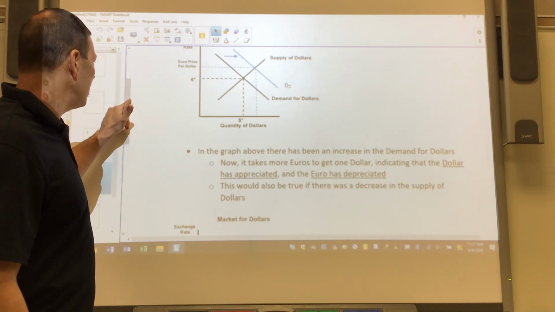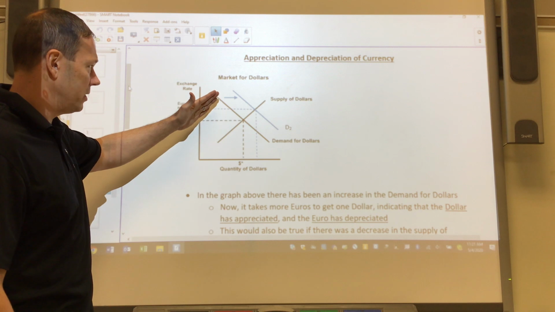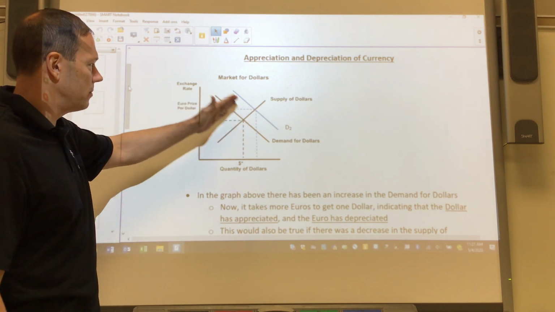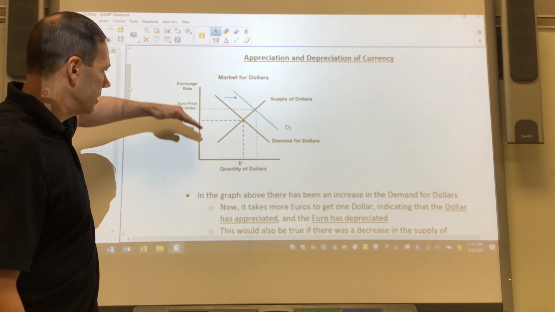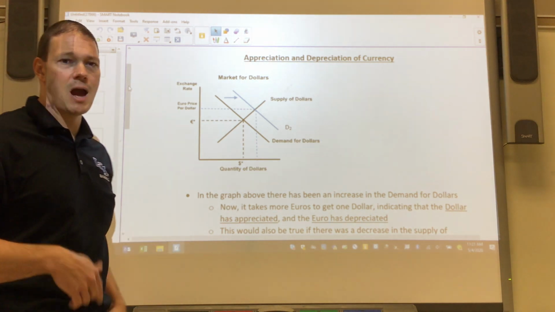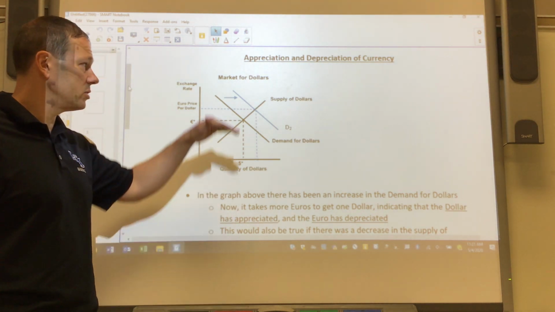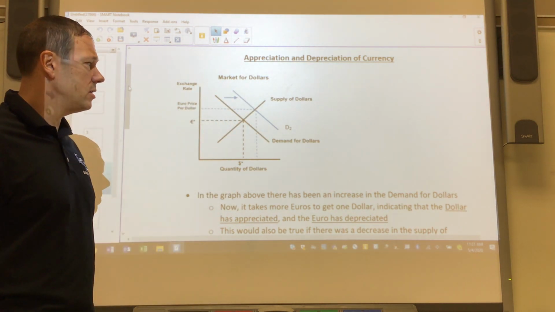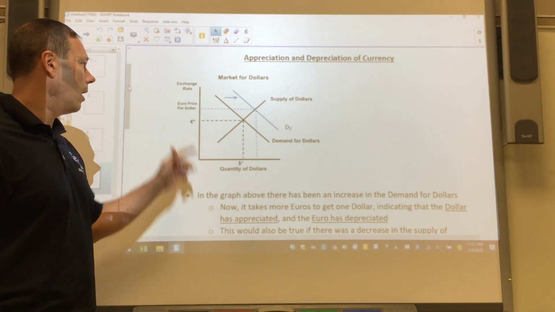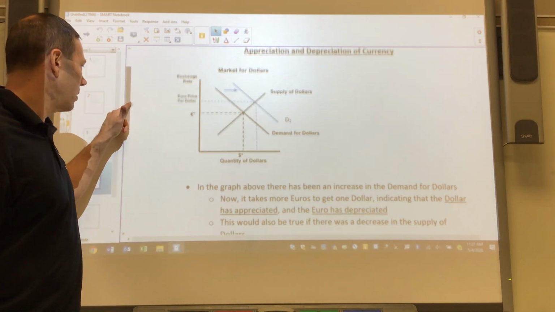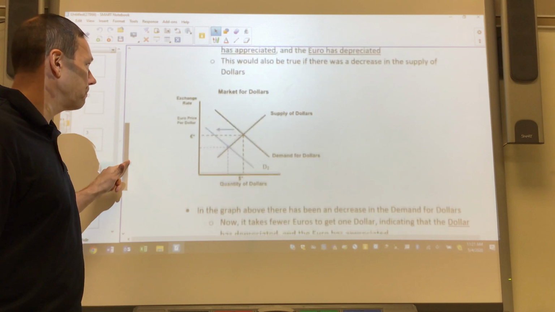If there was a decrease in the supply of dollars, it'd be the same process. It would cause it to take more euros to get a dollar, and the dollar would appreciate. So if there's an increase in demand or decrease in the supply of a dollar, it's going to take more euros to get the dollar, and the dollar has appreciated.